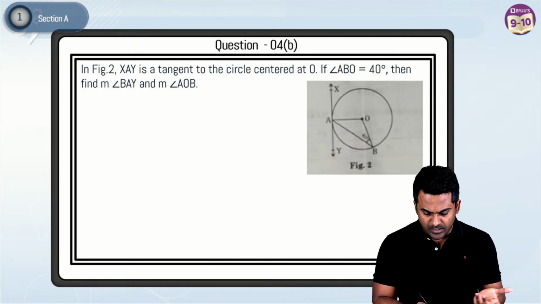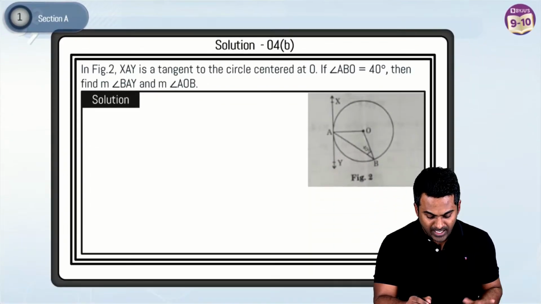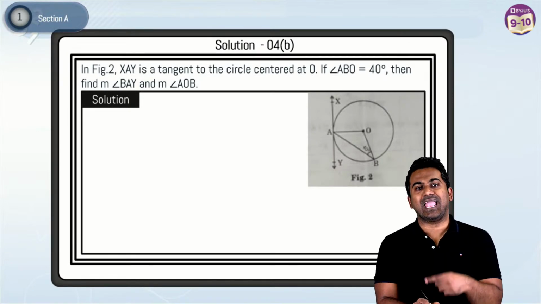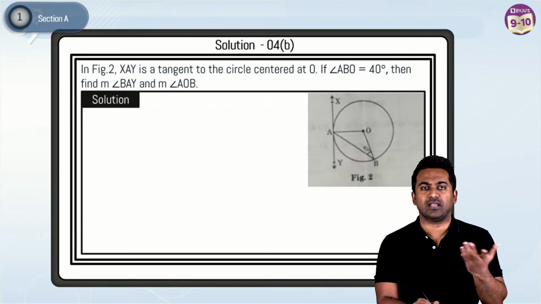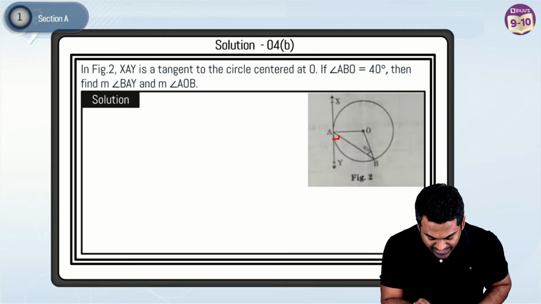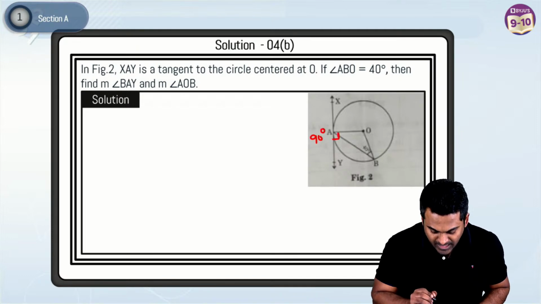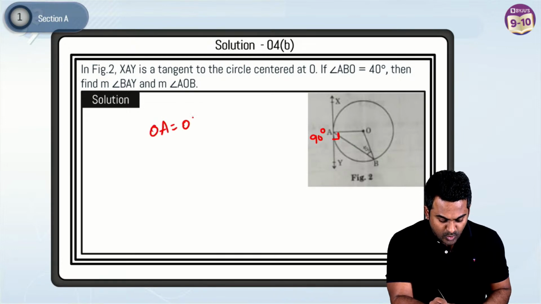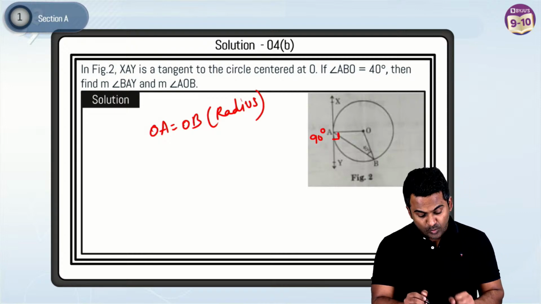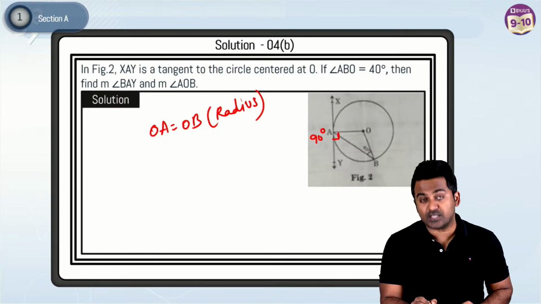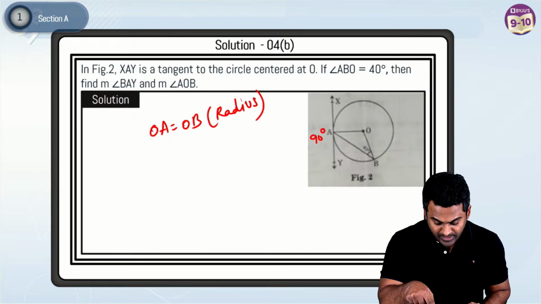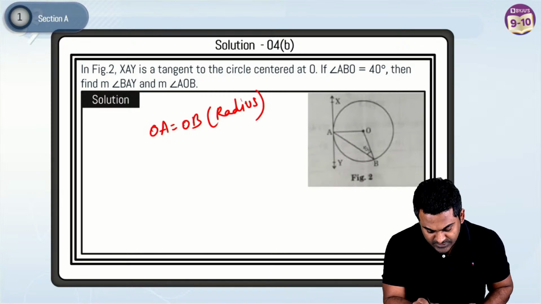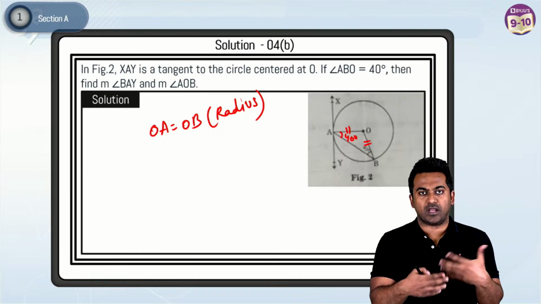So again, I'm going to be relying upon the same concept where the angle between the radius and the tangent at the point of contact is 90 degrees, which means this complete angle here is going to be 90 degrees. And you know OA and OB are equal, right? OA is equal to OB. How? Well, they're both radii. Which means the triangle OAB is going to be an isosceles triangle, right? Which means if this is 40 degrees, this will also be 40 degrees, since OA and OB are equal to the radius.